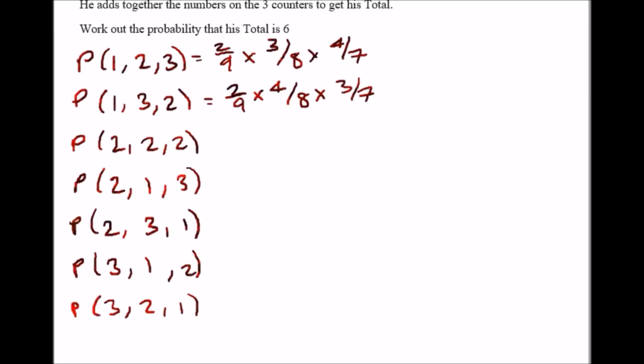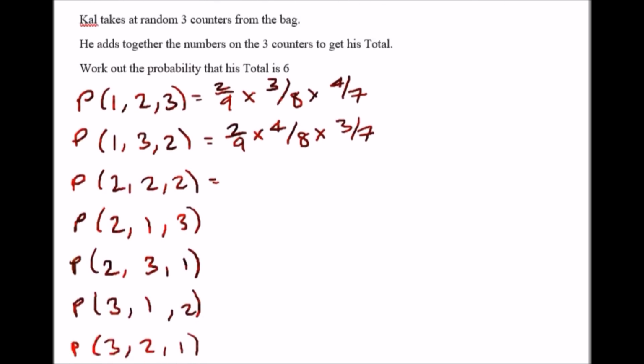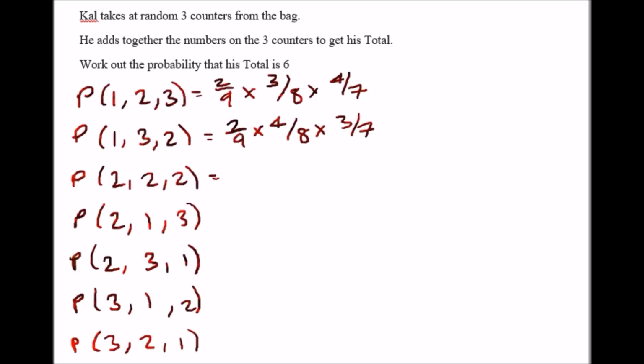So let's do it. The probability of getting a 2, again recalling there's 3 2s in the bag. The first time will be 3 over 9. And then you've taken a 2. The second time will be 2 over 8. And the last time will be 1 over 7, because there's only one more 2 left at this stage.